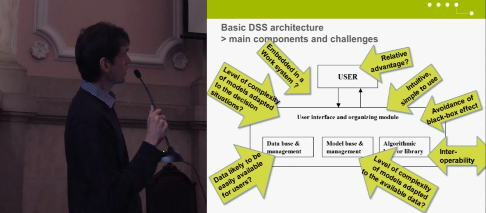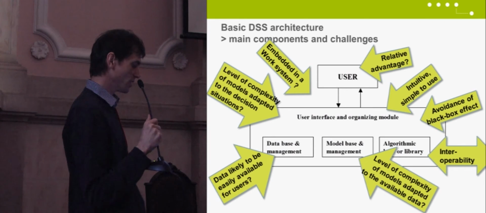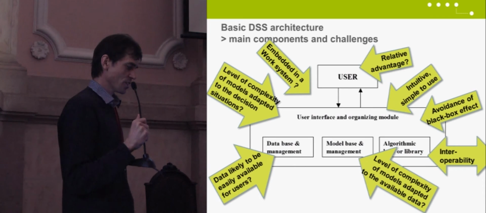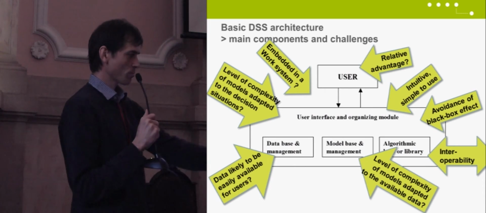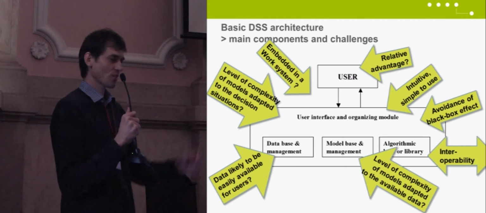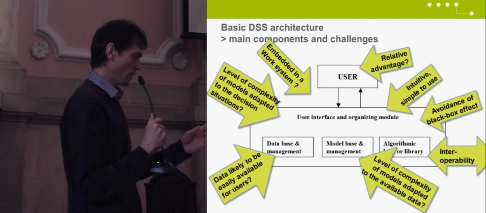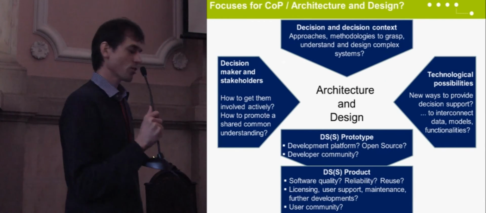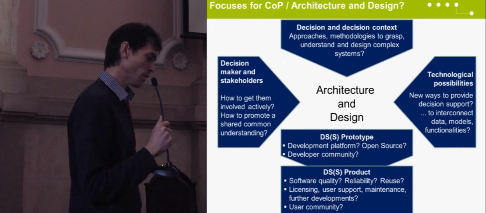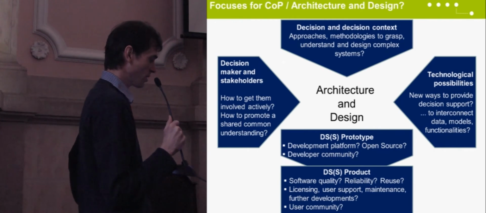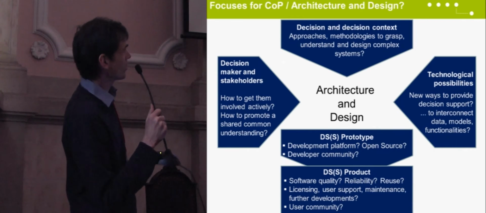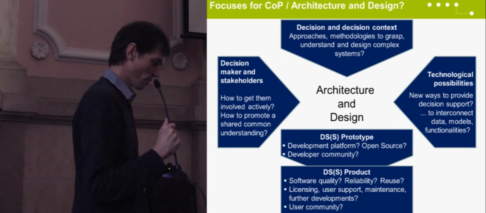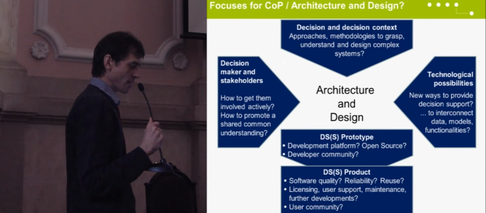Then another major aspect is the technological possibilities. Considering now the technologies are evolving very fast. We have smartphones, there is Google Glass coming soon. So many new ways to interact with the user. It's interesting to think about the implications for DSS development. It's also possible nowadays to interconnect data, models, functionalities across platforms. So to have kind of meta DSS.